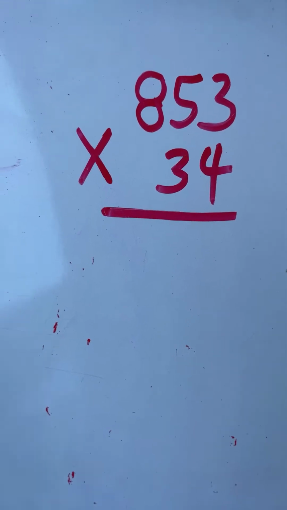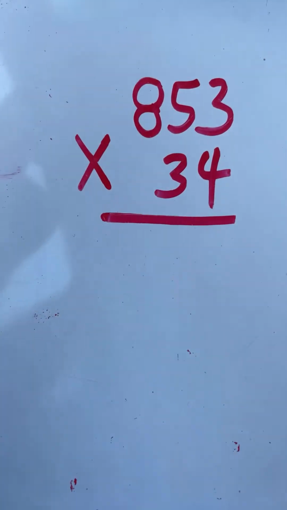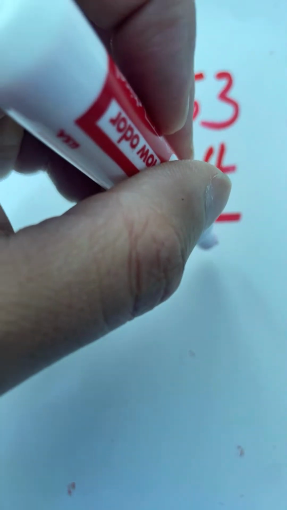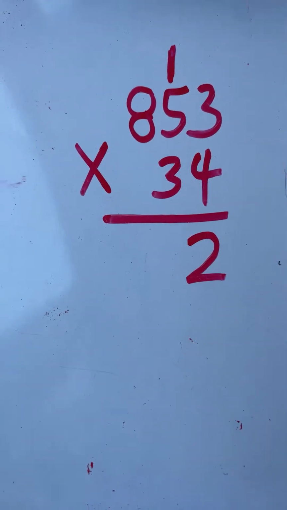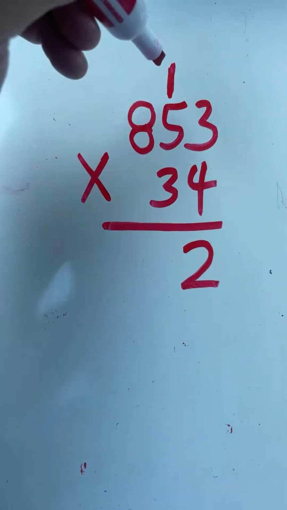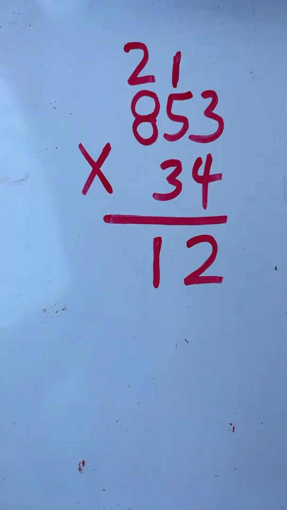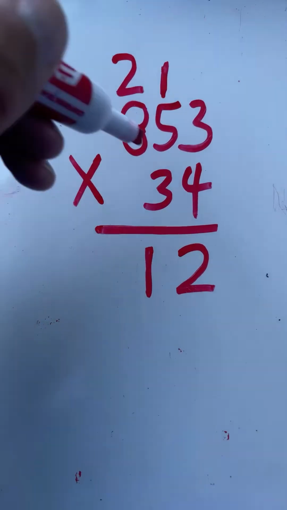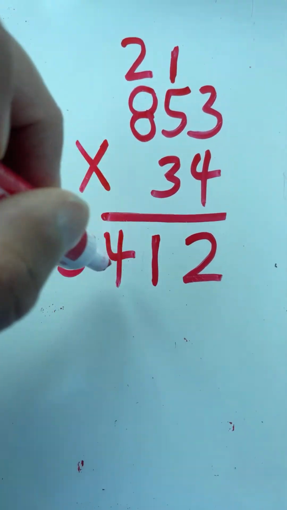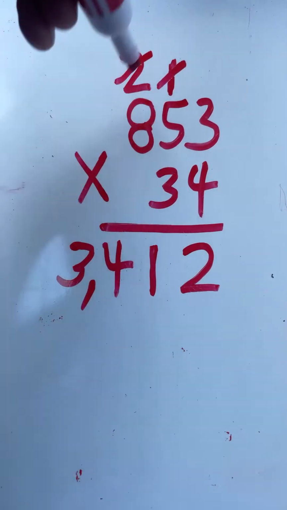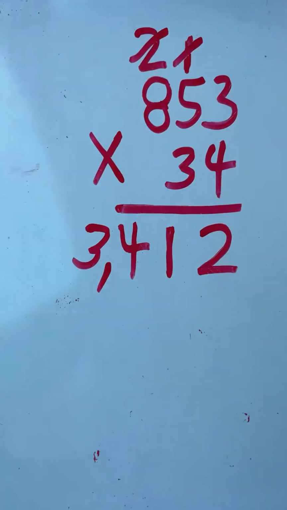We're going to start off by multiplying the digits in the ones place. So 3 times 4 equals 12. So we're going to put 2 in the ones place. The 1 in the number 12 gets carried over to the tens place. 5 times 4 equals 20. Plus 1 equals 21. So the 1 in 21 goes in the tens place. The 2 in 21 gets carried over to the hundreds place. 8 times 4 equals 32. Plus 2 equals 34. So far, we have multiplied the top 3 digits times the bottom digit in the ones place.